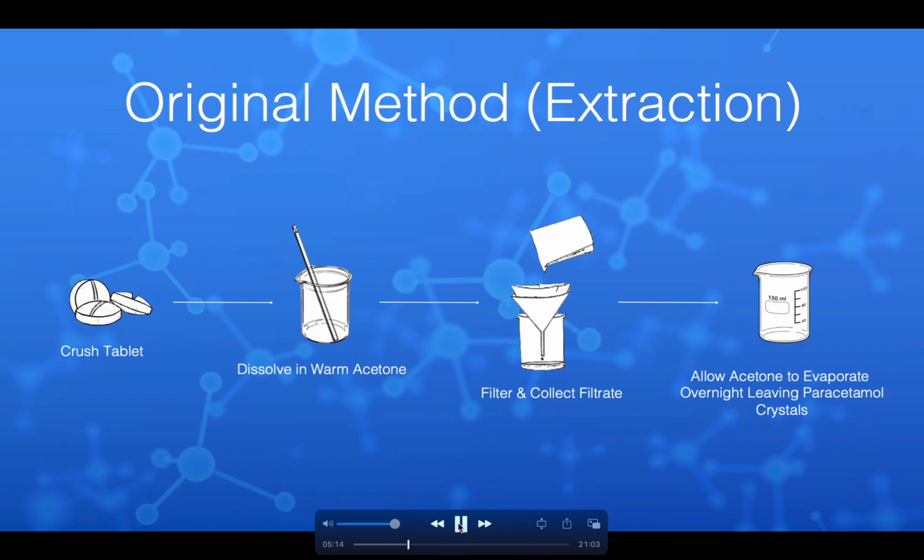This simple method was found in a publication by the Royal Society of Chemistry. The tablet has non-active ingredients such as starch and flour, which I wanted to separate the paracetamol from. Paracetamol will dissolve in the acetone, and the binders and fillers which are insoluble can be filtered out. The filtrate is to be left in a fume cupboard overnight for the acetone to evaporate, leaving in theory colorless paracetamol crystals behind.